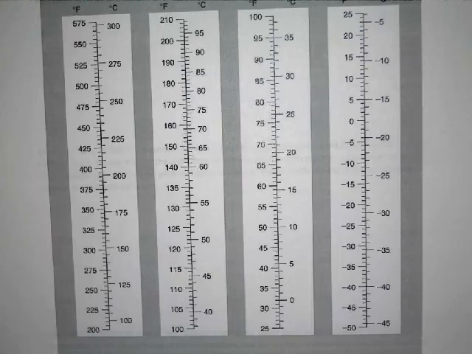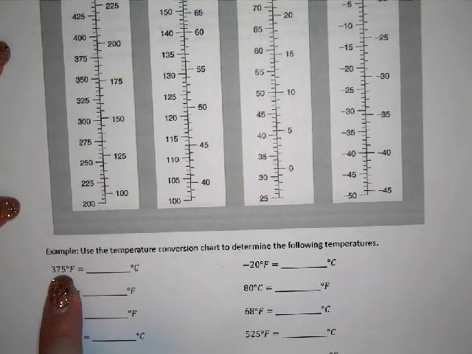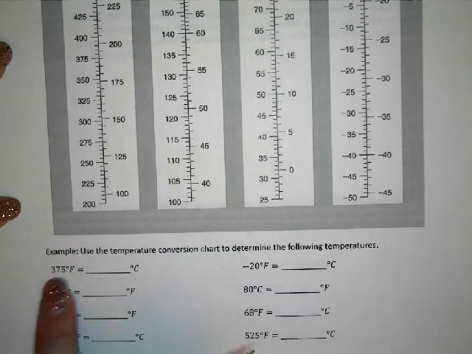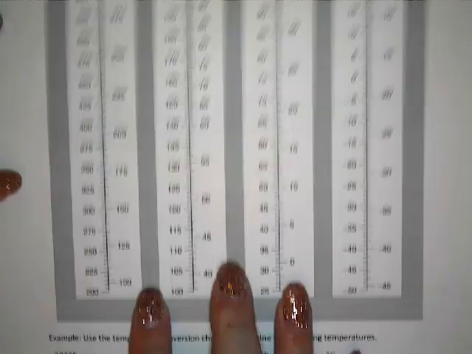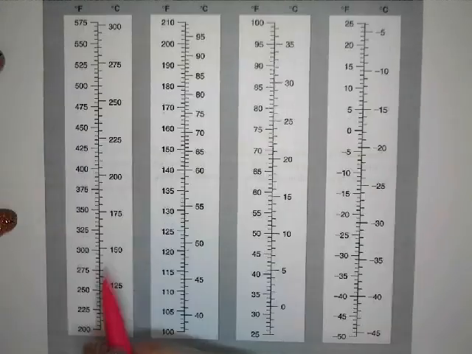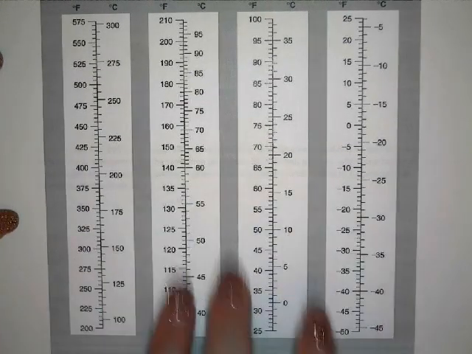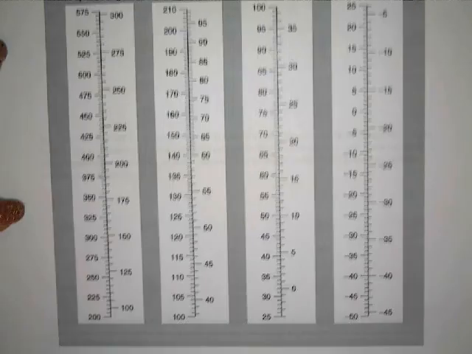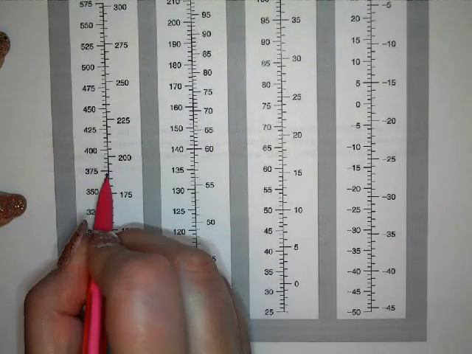So the first conversion we're going to do is 375 degrees in Fahrenheit is what in Celsius? So we're going to find 375 degrees Fahrenheit, which is the left side of the temperature gauge. You can see there's 4 columns, so we don't have just one really long temperature gauge. So I'm looking for 375. It's right here. And so 375 in Fahrenheit would be between 175 and 200 in Celsius.